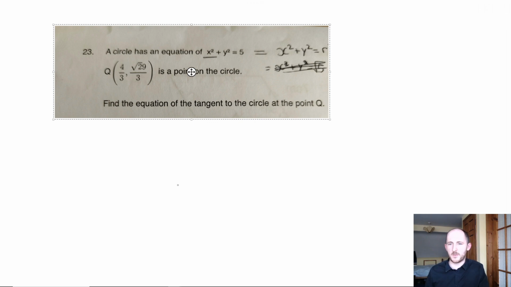Okay, so we have a circle that has an equation x squared plus y squared is 5. So don't forget, that's the radius squared.